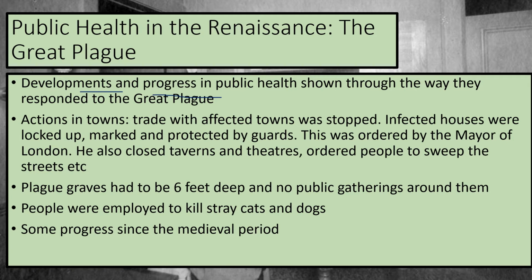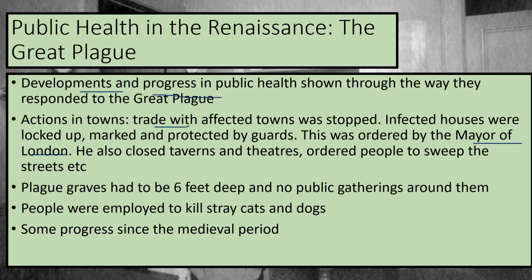Now, at this point, there is generally very little government intervention in public health. However, when the Great Plague hits, the Mayor of London does do some really important things that actually help stop the spread of the plague. So first of all, there's less trade with infected towns. Any town that was affected badly by the Great Plague was essentially shut off in communications from other towns. We also have quarantining done on a much larger scale than there had been during the Black Death.